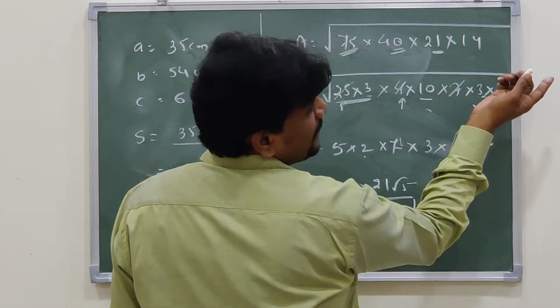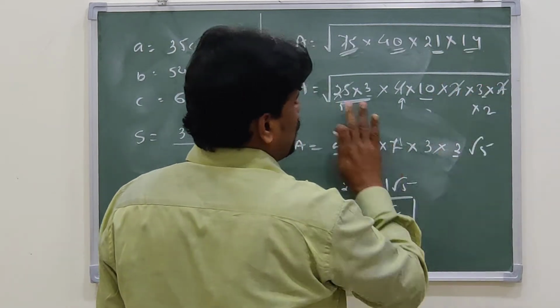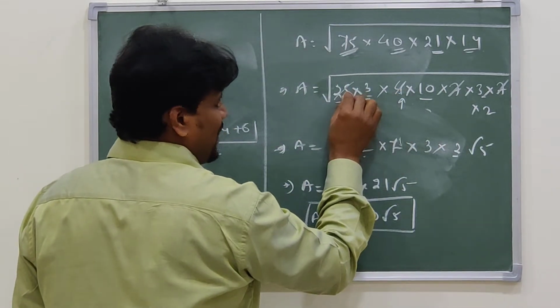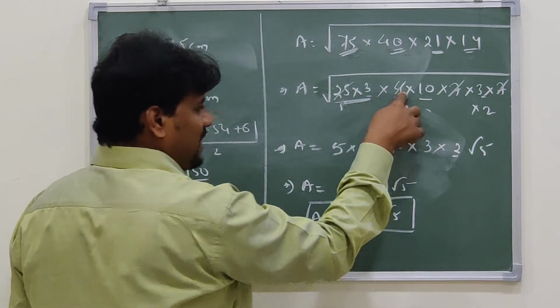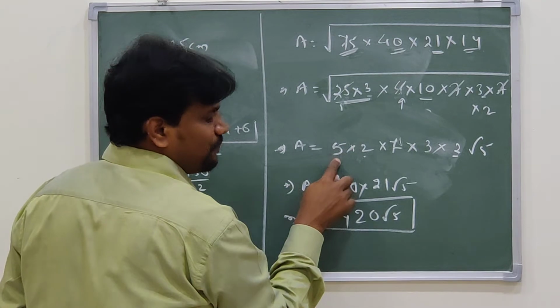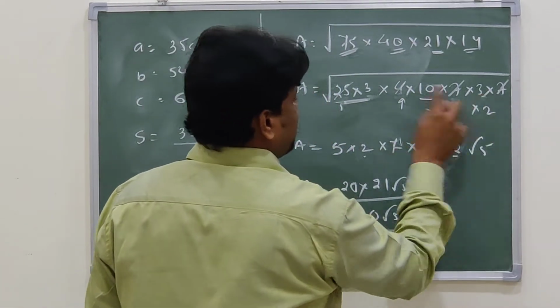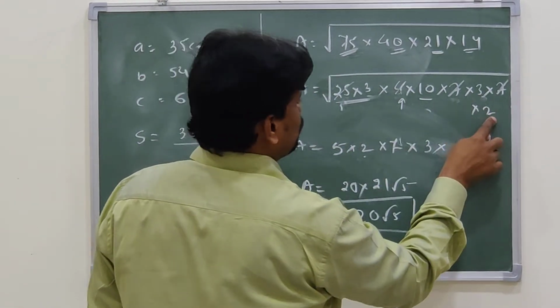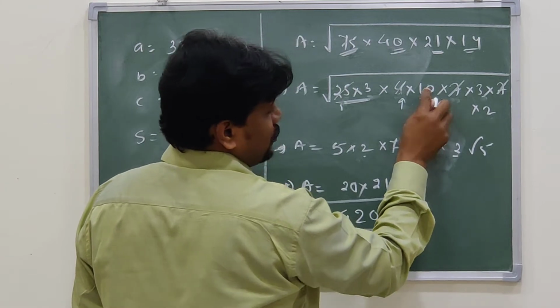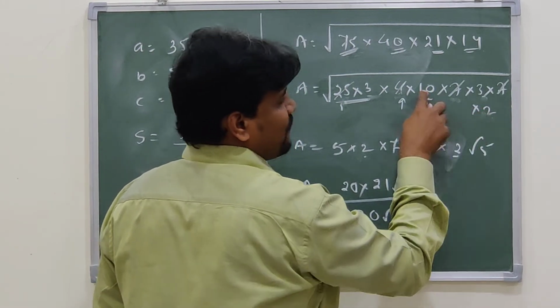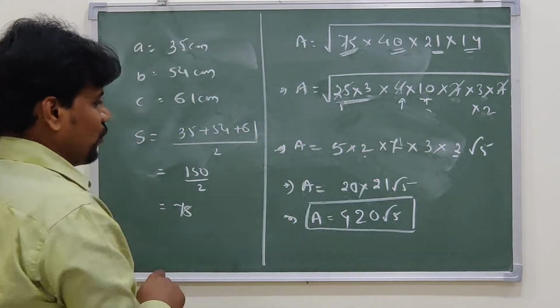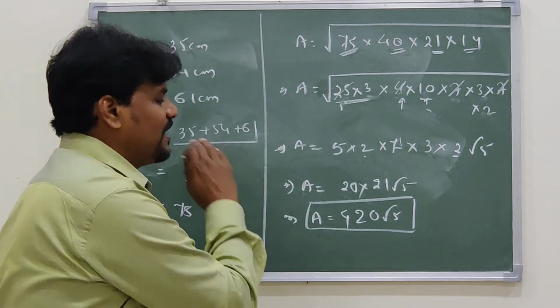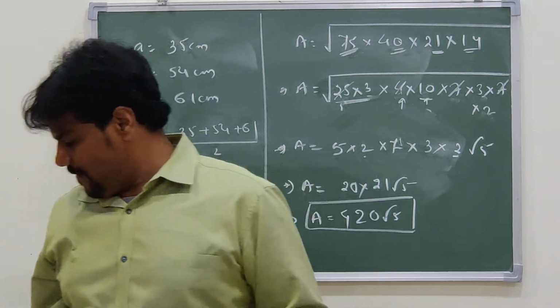21 is 7 into 3, there is no option. 14 is 7 into 2. So when we do this, 4 and 25, because they are square numbers, they come out straight away. 4 has 2 and 25 is 5. 7 has a pair, 3 has a pair, they come out. 2 also has a pair in 10. This is 2 into 5 and this is 2. And 5 remains inside, and then the rest you know. So 420 root 5 is the area. We will proceed now.